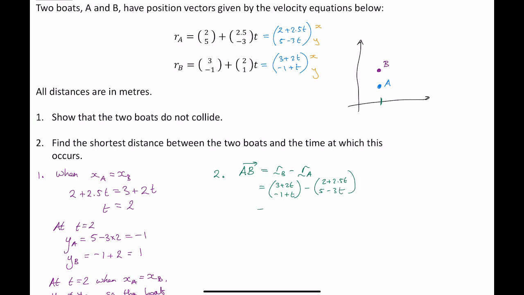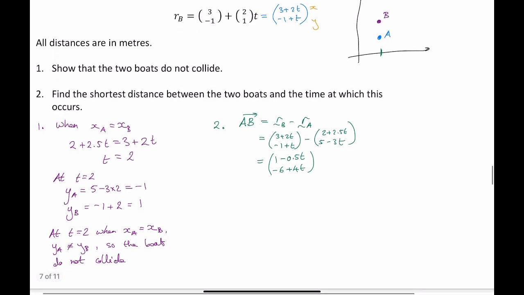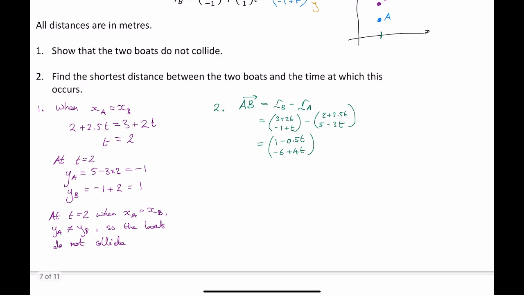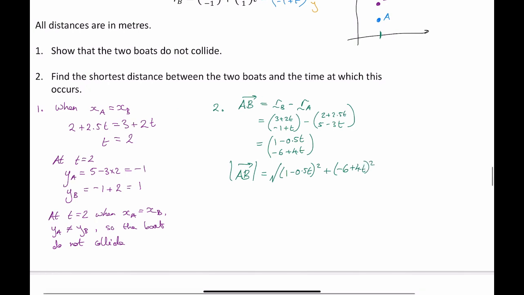And again, I'm just combining the x component along the top. So that's going to give me 1 minus 0.5t. And along the bottom, I'm going to get minus 6 plus 4t. So that's my relative position vector of B from A. That's not what I want. I want the shortest distance, so I want an expression for the distance between the two boats, which is just the magnitude, the length of that vector. We know by Pythagoras that's just the square root of the square of each of the components summed, so the square root of (1 minus 0.5t) squared plus (minus 6 plus 4t) squared.